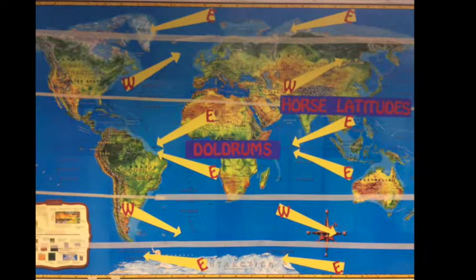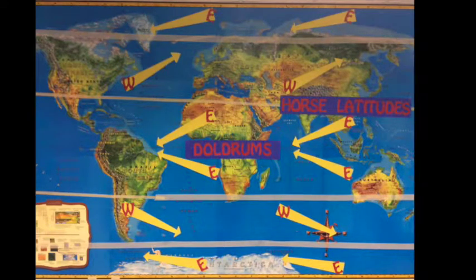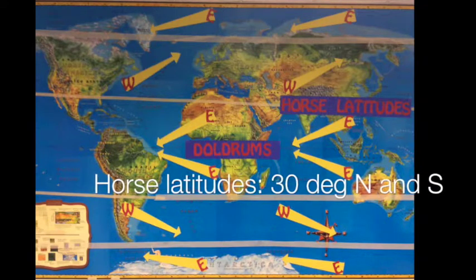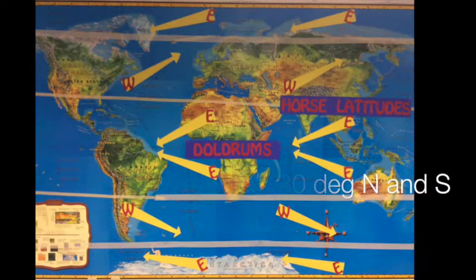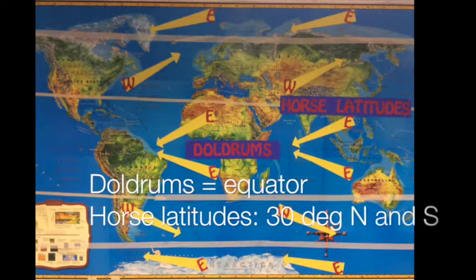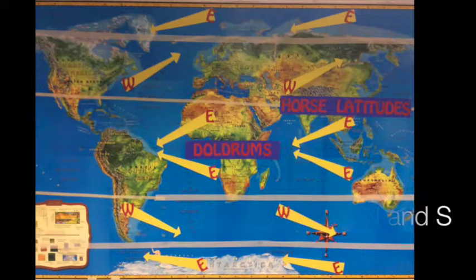There are two names for the ones that we're going to learn. There's the one right on the equator, and we call that the doldrums. The other ones we'll learn about are at 30 degrees north and south latitude, and these are called the horse latitudes. So the doldrums are right on the equator, and the horse latitudes are at 30 degrees north and south.